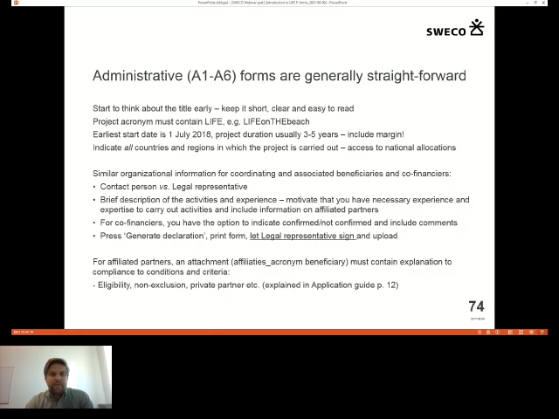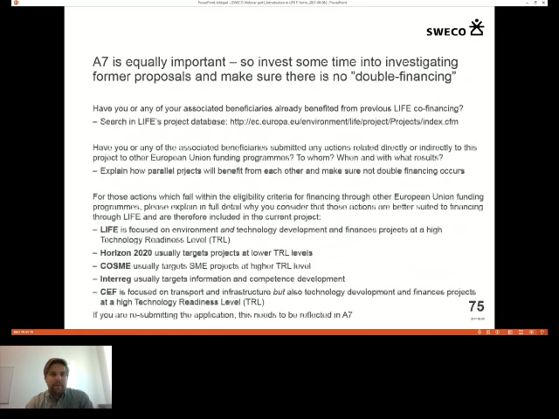These are administrative forms A1 to A6, quite simple. However, I wanted to emphasize a bit more on form A7, which is equally important and quite often overlooked because it comes so late in the process that you feel you don't really need to invest too much time in this. It's ridiculous. Three questions, very important for the evaluator.